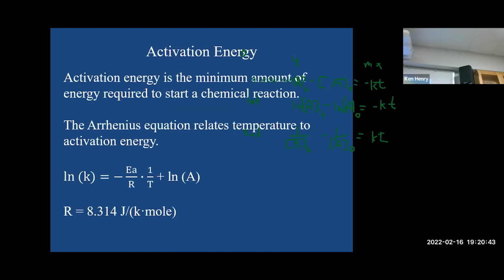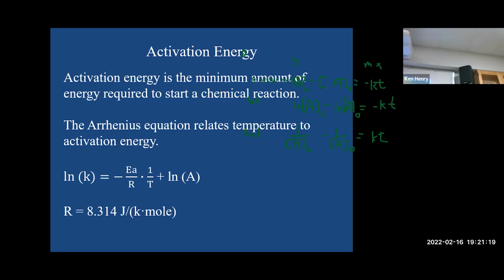Okay, so the activation energy is basically the minimal amount of energy that is required to start a chemical reaction. It's that threshold, as Daniela was saying. So when we look at Arrhenius' equation, this is going to relate the temperature to the activation energy. So if we take a look at the temperature, so 1 over T, Ea is the activation energy.